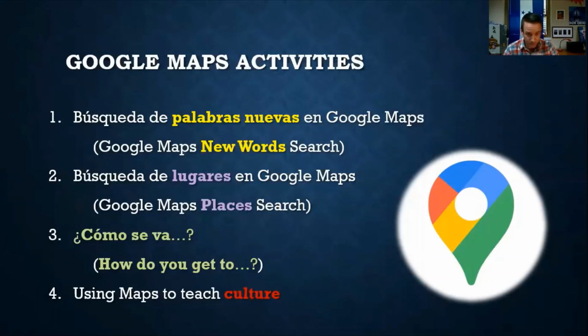So the first one is called Búsqueda de Palabras Nuevas in Google Maps, which means Google Maps new word search. And I'll be going over each one of these in depth.